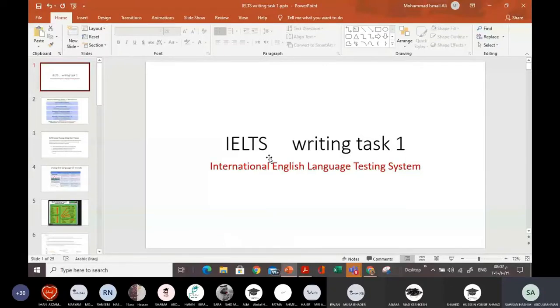What does IELTS stand for? It stands for International English Language Testing System. This is for people who want to immigrate, or who want to finish high school and go to the university, and there are two kinds of writing. One of them is general writing, and the other one is academic writing. For students, for you, the test is academic. So let's start. We see first what it is.